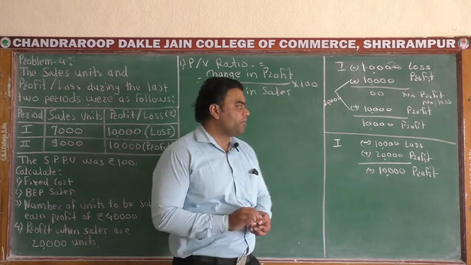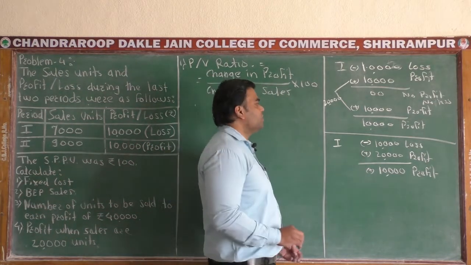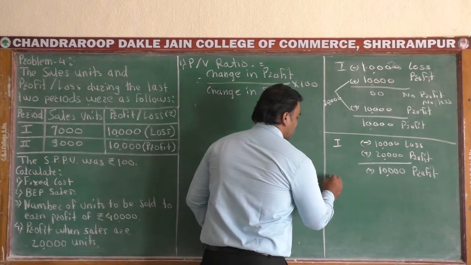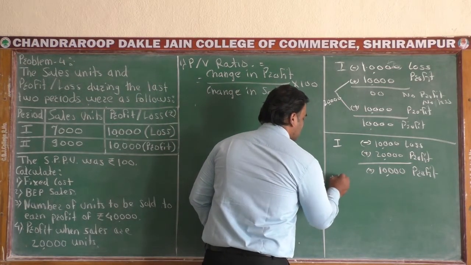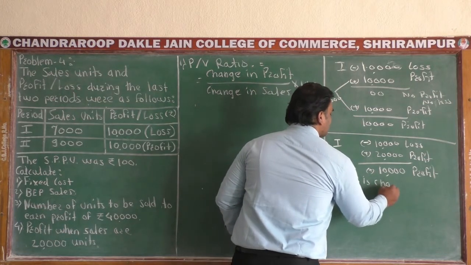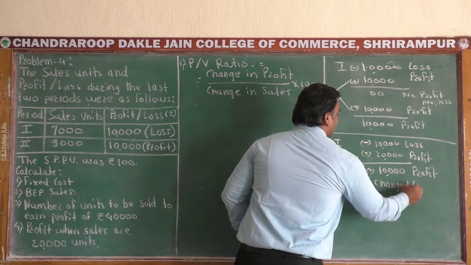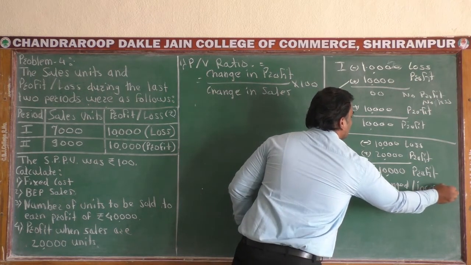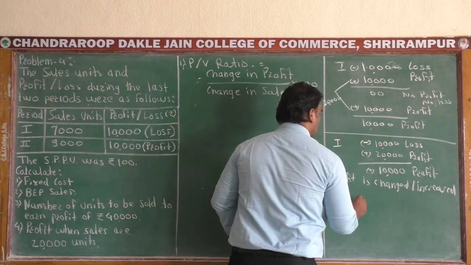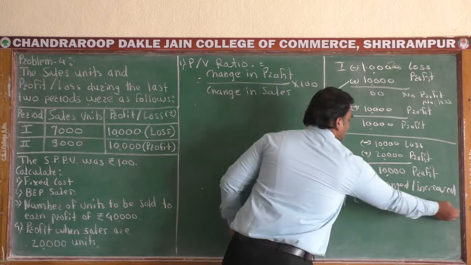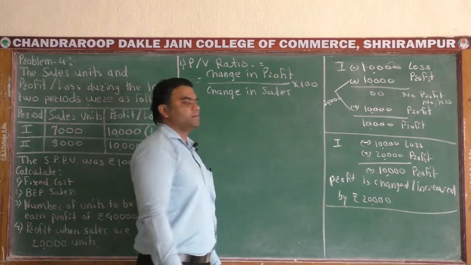Period 2 profit is 20,000. So how much is the change in profit? So profit is changed or increased by rupees 20,000. And what is the position of sales?